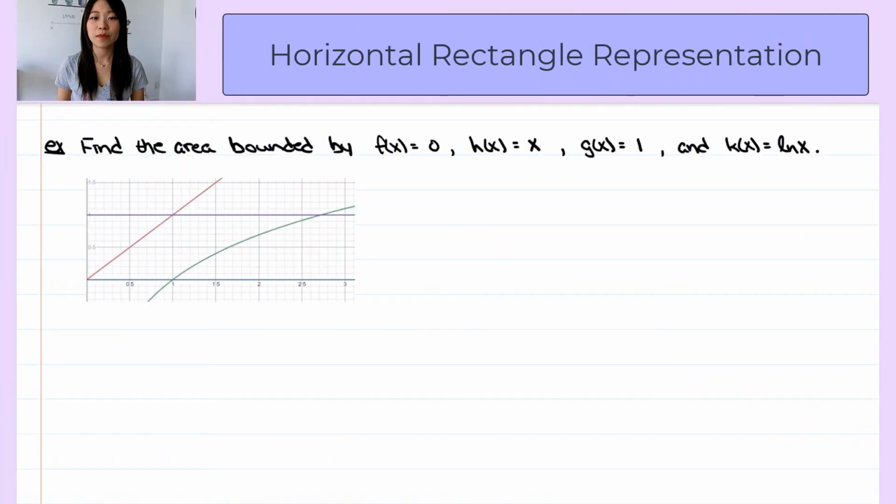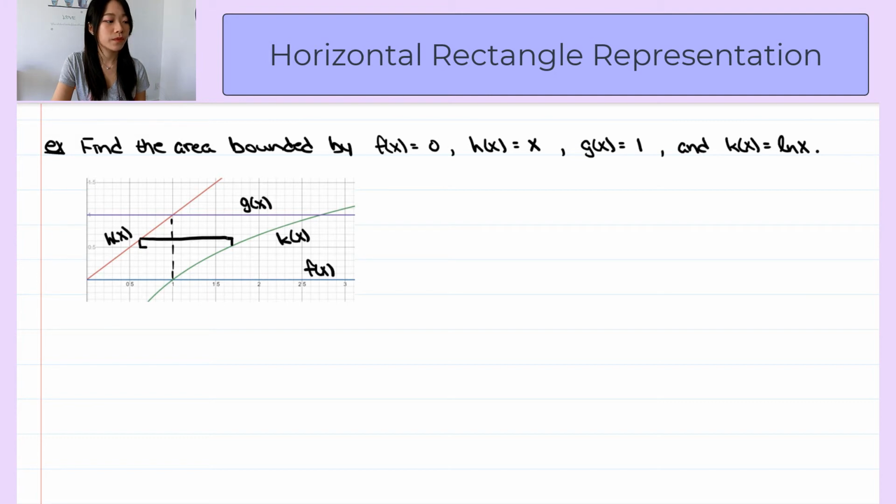Now let's look at this same example as when we talked about the area between curves using the vertical rectangles. But now we are going to use the horizontal rectangle representation. A quick recap, the area that we want to find is bounded between f of x, h of x, g of x, and k of x. And in that video, we found this area by splitting the area into two smaller areas. And we sum up the area on the left and the area on the right. But here, if we use the horizontal rectangle representation, we only need to compute one integral.